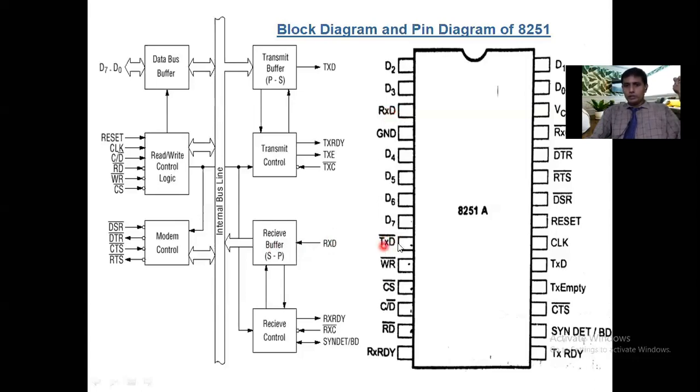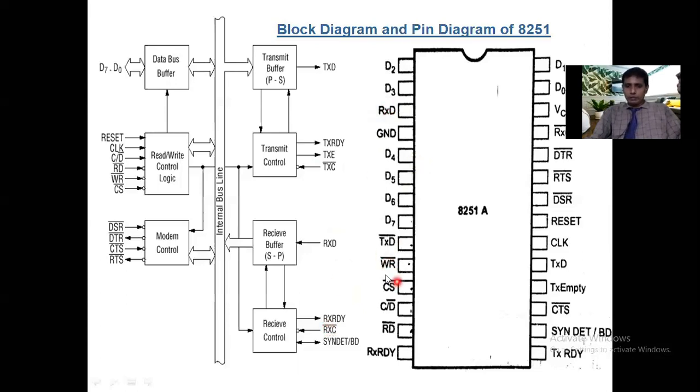Then TXD. What is TXD? Transmit data pin. This pin is used for sending, transmitting data to the external serial port device. The TXD pin transmits serial data to the external serial port device with the baud rate specified by the TXC bar pin. Similarly, RXD receives data from the external serial port device with the baud rate specified by the RXC bar pin.